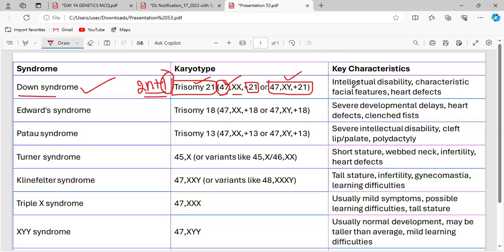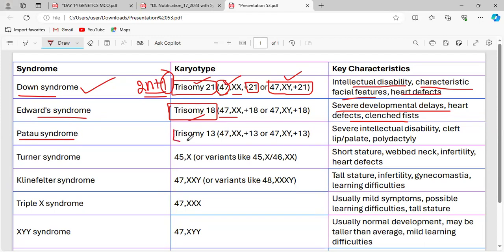What are the characteristic features? Intellectual disability, characteristic facial features, and heart defects. These are the symptoms experienced by a person who has Down syndrome. In Edwards syndrome, we have trisomy 18. These are things from which we can find a question in the match-the-following format, so it is important. You have to read this. Edwards syndrome, trisomy 18, 47 chromosomes, XX, we can find in female as well as in male. The features are severe developmental delays, heart defects, and clenched fists. These are the characteristic features seen in a person who has Edwards syndrome.